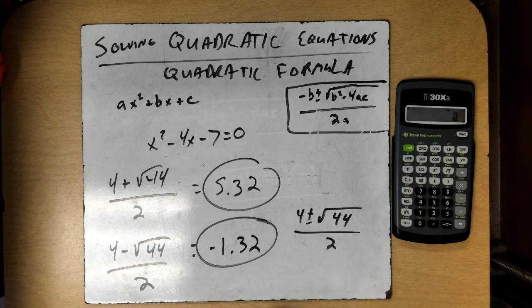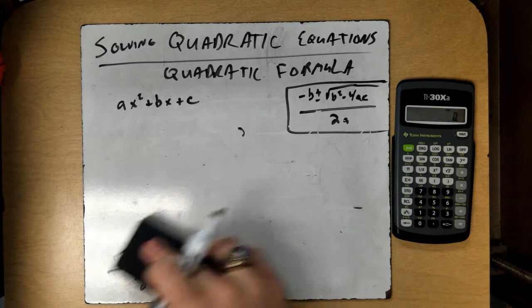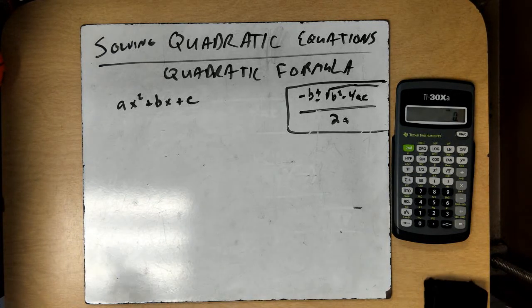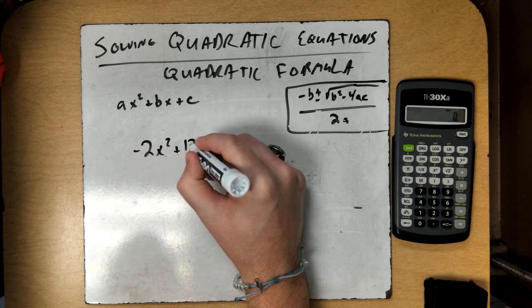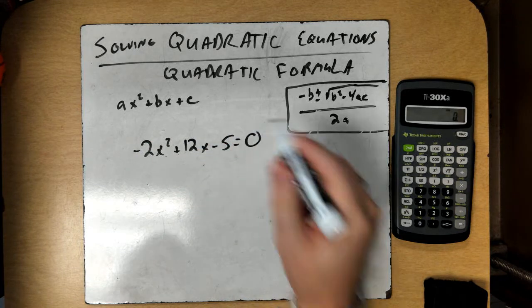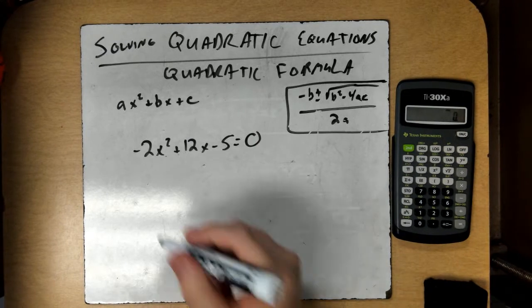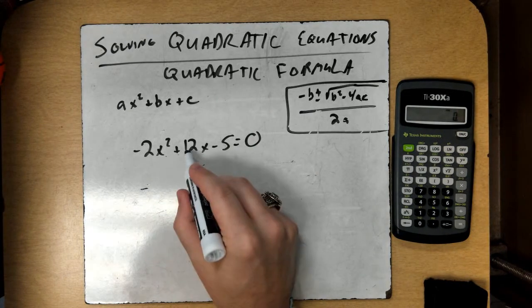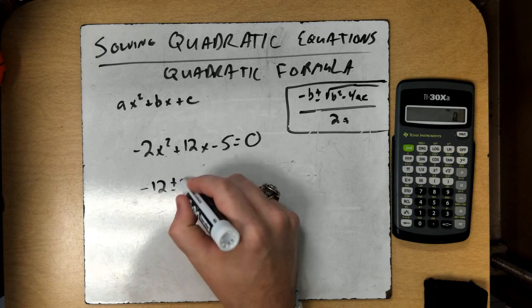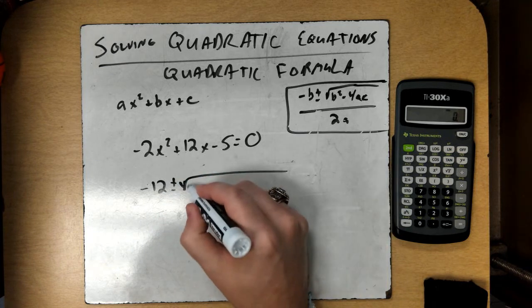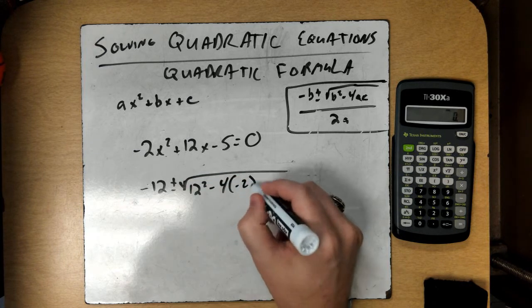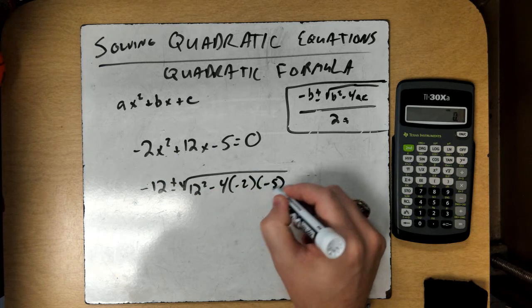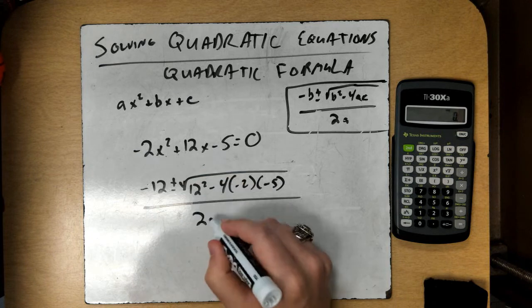All right. Let's do one more. This is a bit more complicated, and then we have one more thing to talk about. Let's do negative 2x squared plus 12x minus 5 equals 0. Okay? So once again, our formula, so negative b, our b in this case is 12, plus minus the square root of b squared, so 12 squared, minus 4 times a. In this case, our a is a negative 2, and our c is a negative 5, all over 2 times our a, which is negative 2.